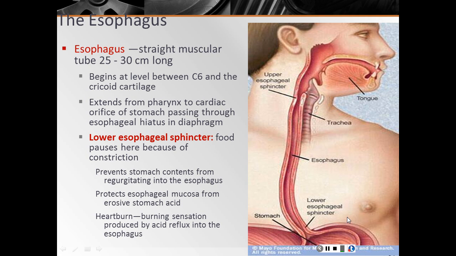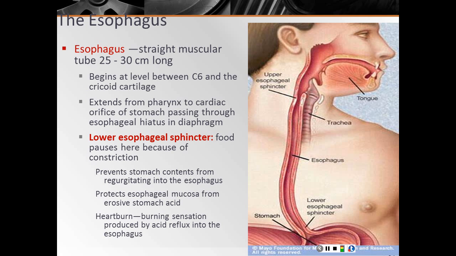So here we have the diaphragm here. Okay, and it's going to penetrate this diaphragm at the esophageal hiatus, and then it's going to continue another 3 to 4 centimeters to meet the stomach, right in here, at the level of our thoracic 7. Now the opening to the stomach is called the cardiac orifice, and that's because of its position in the body, relatively near to the heart.